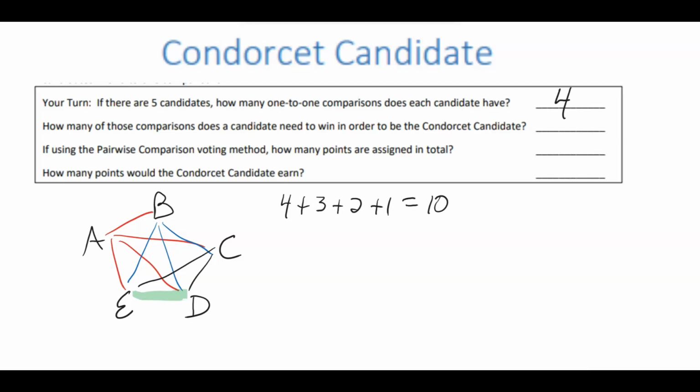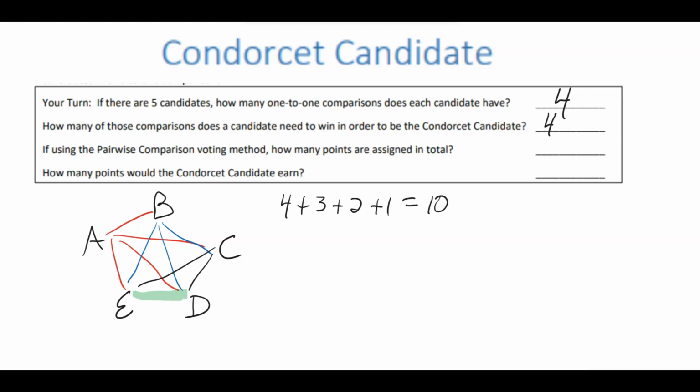This pairwise comparison, of course, is the basis of the Copeland's method, or the pairwise comparison method, but it's also useful for the Condorcet candidate. The Condorcet candidate is the one that wins every one of their comparisons. So with 5 people involved, the Condorcet candidate would win all 4 of their comparisons. How many of those comparisons does the candidate need to win? All 4. So the Condorcet candidate is the one that is preferred over their other candidates in every one-on-one battle.